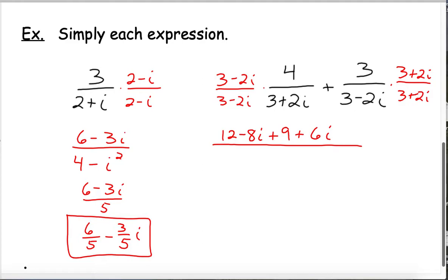I'm going to go ahead and multiply out that common denominator, and I'm going to get 9 minus 4i squared. And i squared is negative 1, so it's really 9 plus 4, which is 13. In the numerator, let's combine like terms, so the real part's 12 plus 9 is 21. Negative 8i plus 6i is negative 2i. Once again, let's split these into two fractions. So my final answer will be 21 over 13 minus 2 over 13 i.